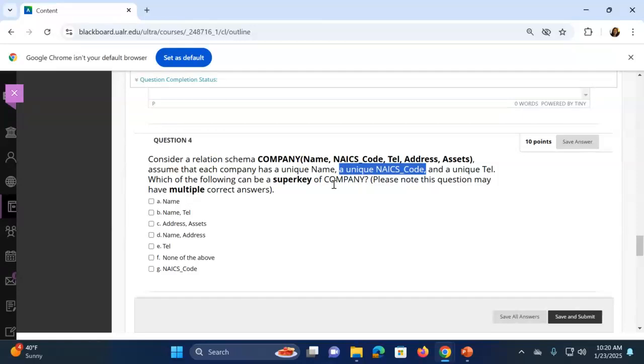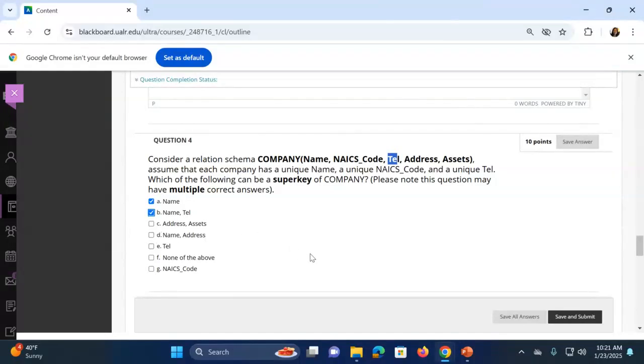Before we determine the super key, we must first identify the key. A super key must contain a key. In this case, company name is a key and telephone number is a key. So we have two keys in this one. Once we have these two keys, now we know what is a super key. So name is a super key, because a super key must contain a key, and it satisfies that condition.